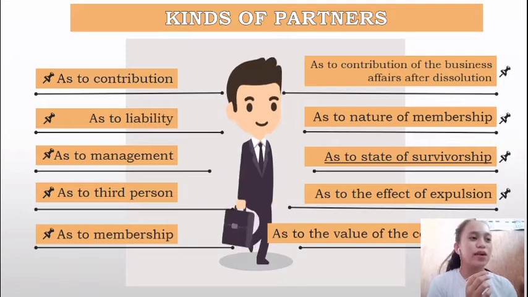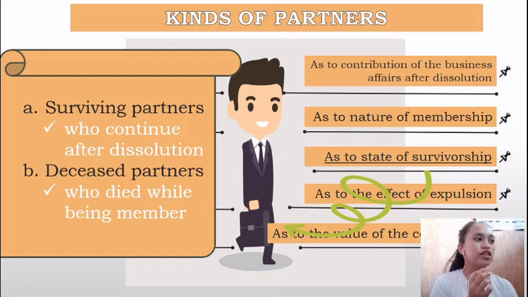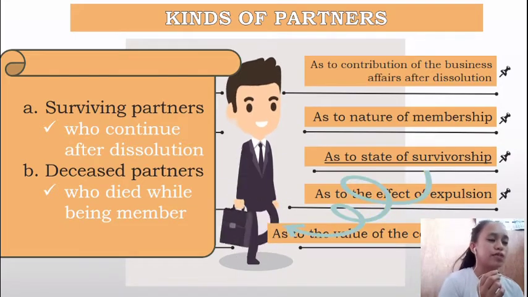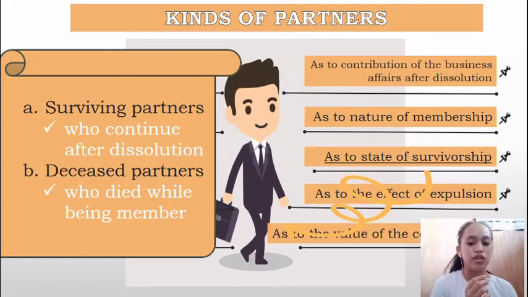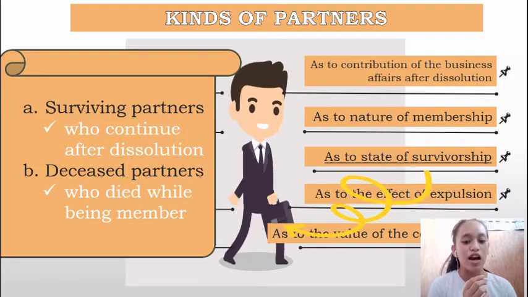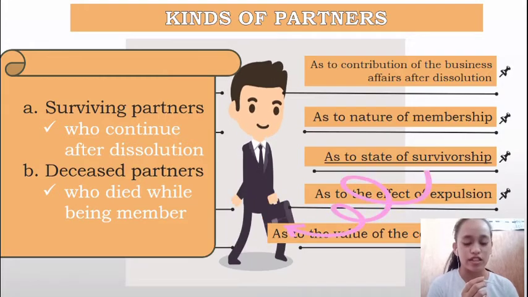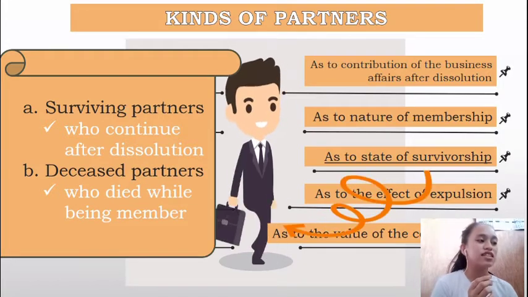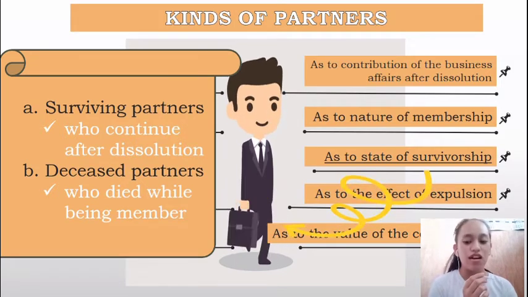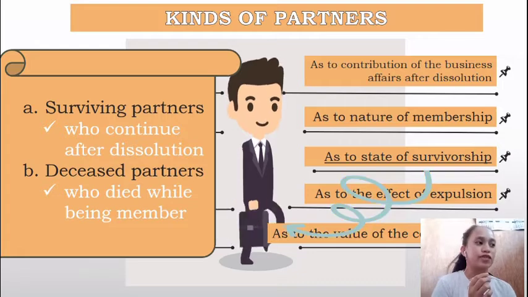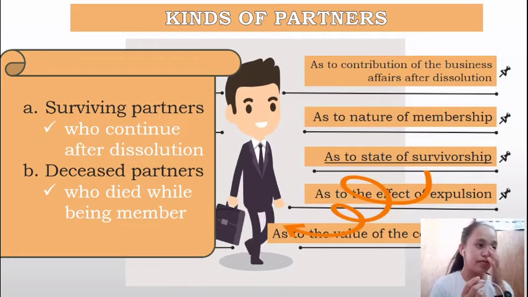The next one is partners as to the state of survivorship. It could be surviving partners and the deceased partners. Surviving partners are those who continue the partnership after its dissolution by reason of the death of a partner. While the deceased partner is the one who died while being a member of the partnership. From the word deceased, so who died while being a member.